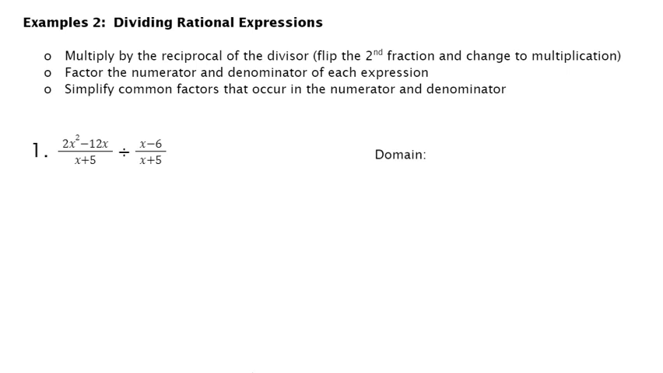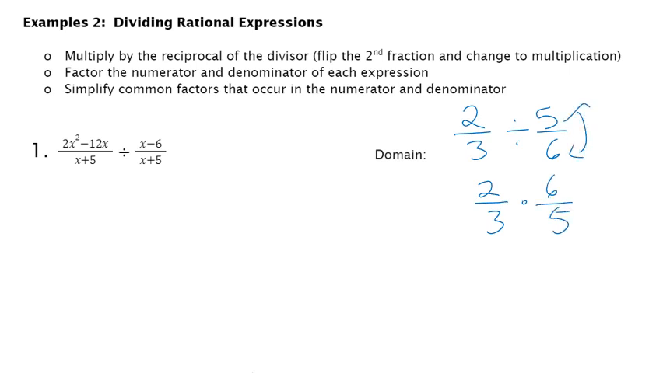For the next type of problem, we're going to be dividing rational expressions, which is very similar to how you would divide with actual fractions. So if I had something like 2/3 divided by 5/6, for example, remember that's the same as multiplying by the reciprocal. So you'd flip the second fraction. And then same thing, if we wanted to cross cancel, we could. Or maybe you just multiply across.